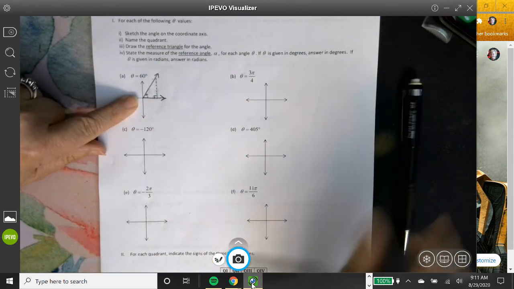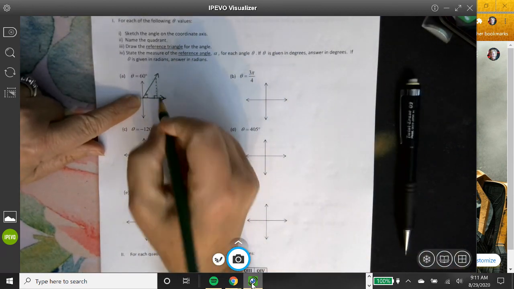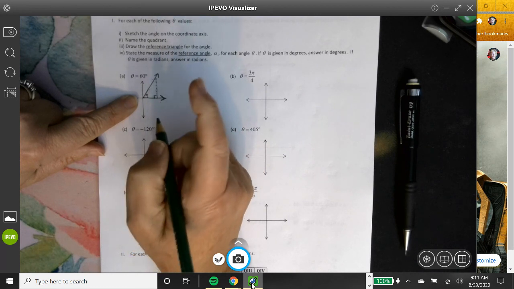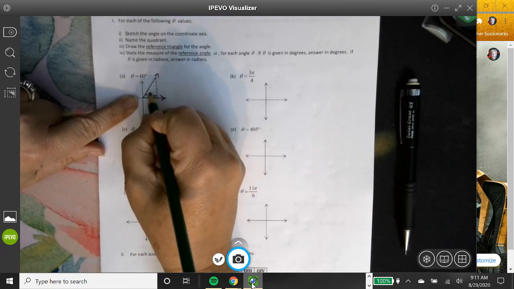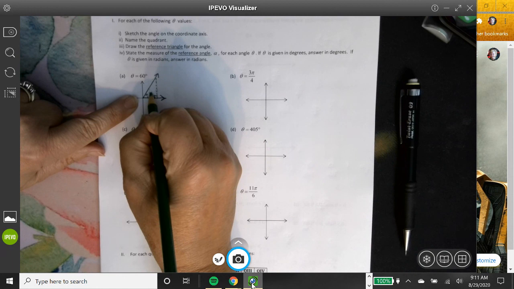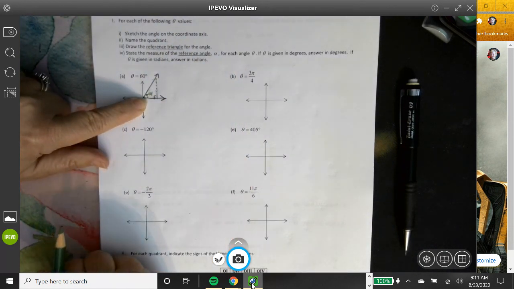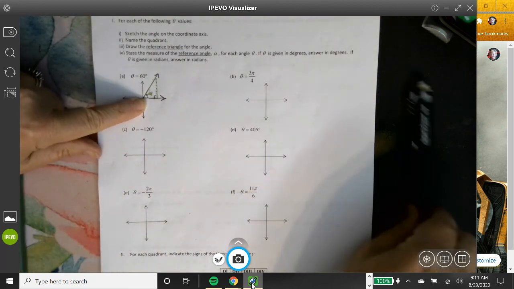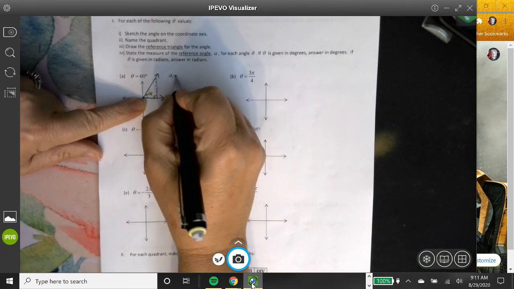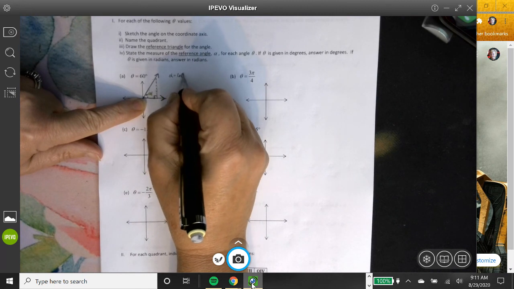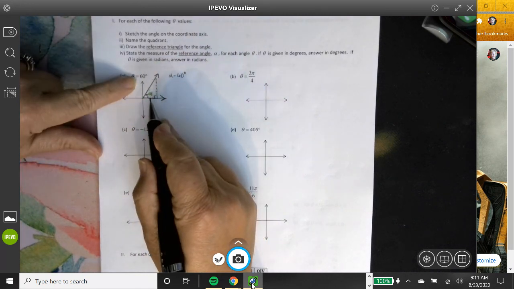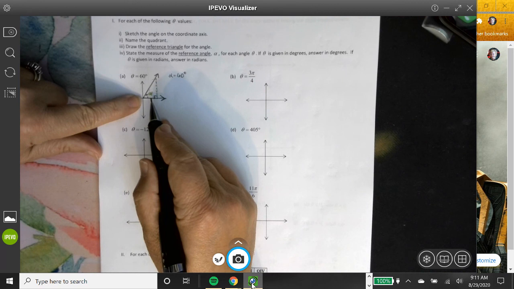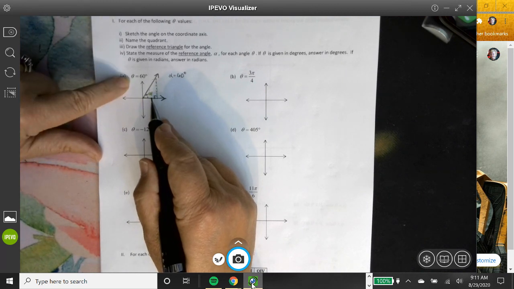And inside the reference triangle, the angle that the terminal side makes with the horizontal is alpha. So this is alpha. Now, in this case, does alpha equal theta? And alpha in this case is 60 degrees. Yes, it equals. In the first quadrant, your alpha, your reference angle, will always equal your angle.